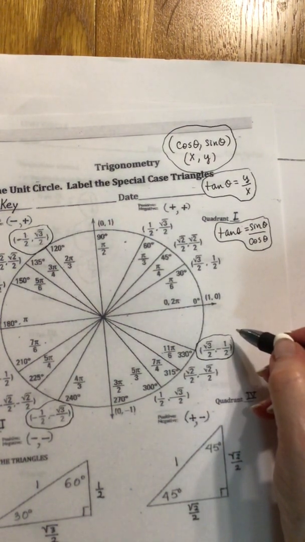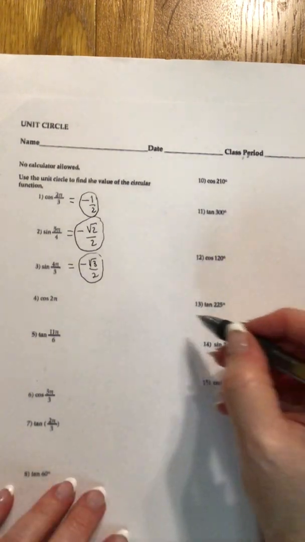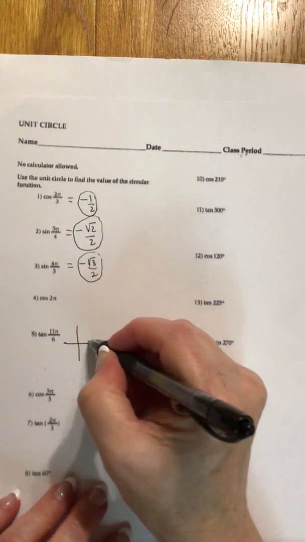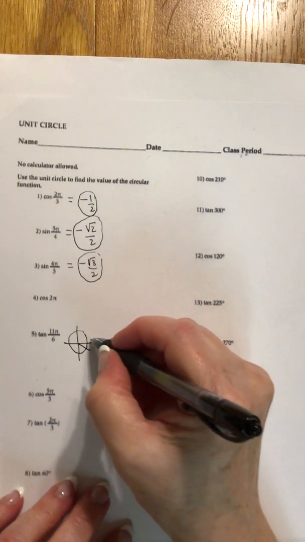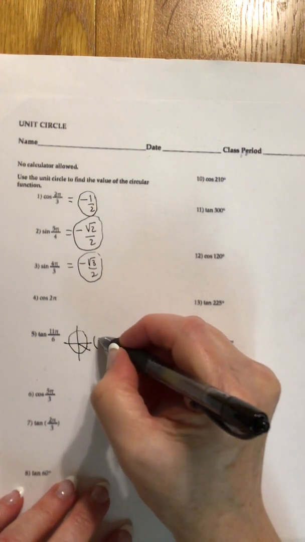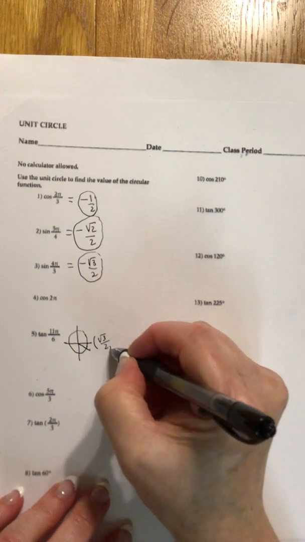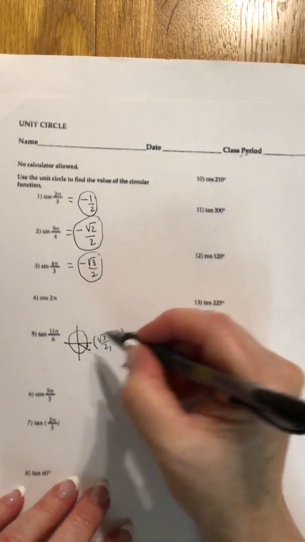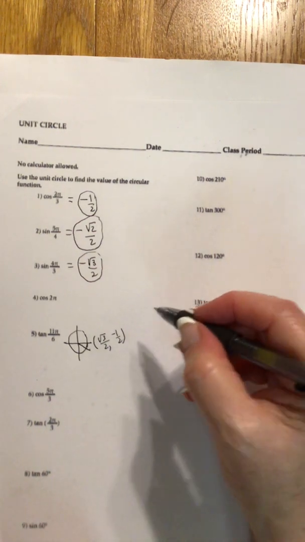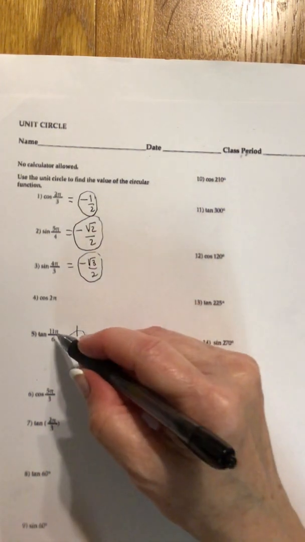Now, since you know the unit circle, realistically, you could just take this problem here, draw yourself a little unit circle, draw an 11 pi over 6 so that you can see what the ordered pair is going to be. It would be square root of 3 over 2, comma, negative 1/2. So once you know the unit circle, you can look it up. But that's not the answer. The answer is for tangent.